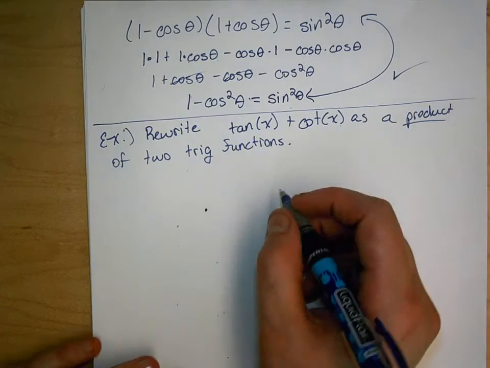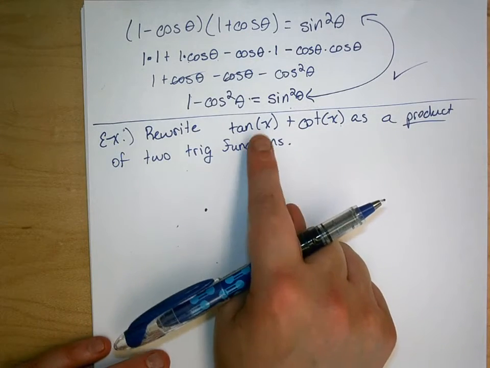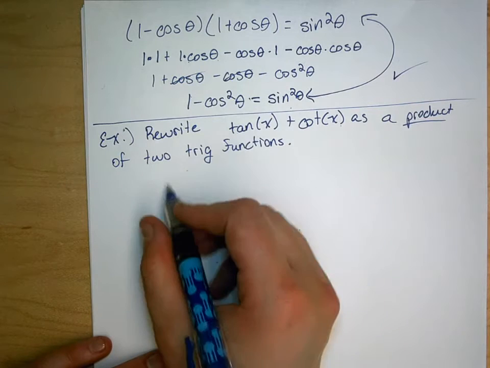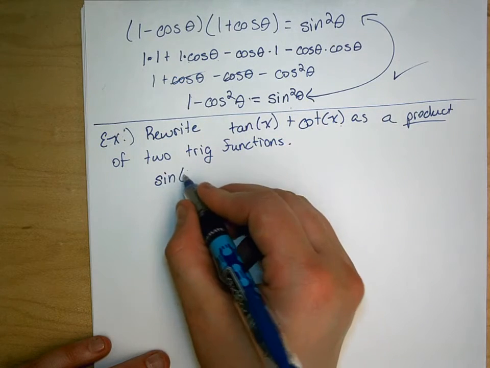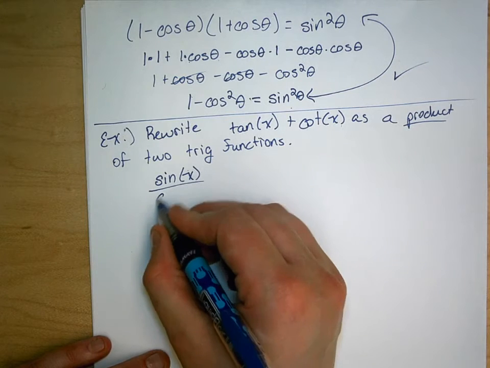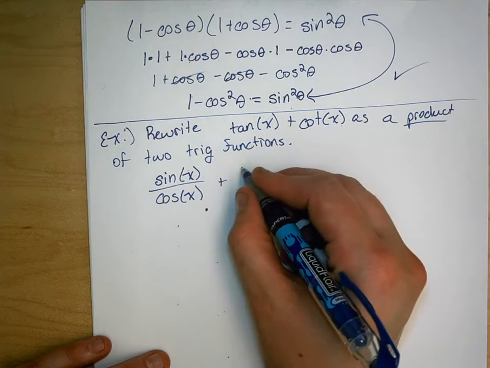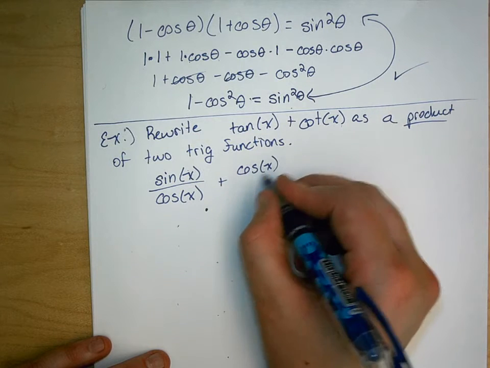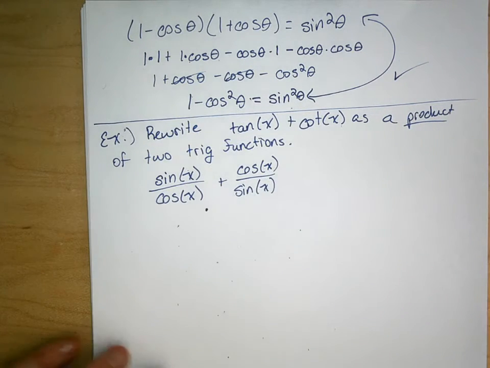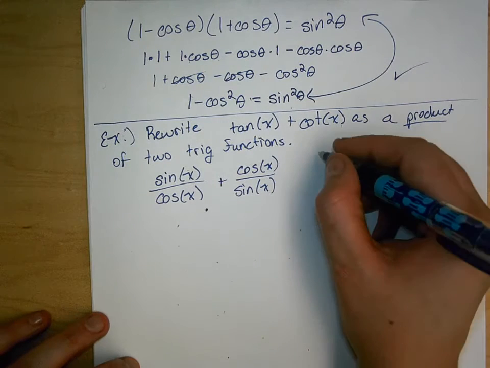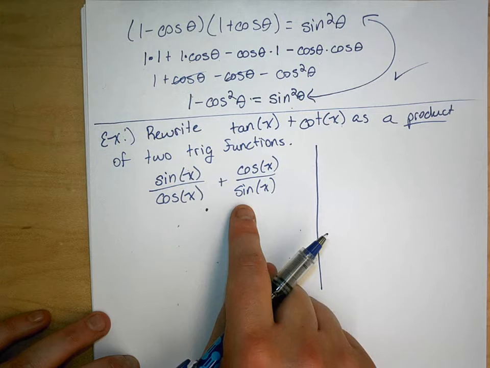Okay, so the first thing I do in situations like this is that I rewrite things in terms of sine and cosine. So tangent is the same as sine x over cosine x. And then cotangent is the same as cosine x over sine x. Okay, now I'm going to draw a little sidebar here. Now we have to find a common denominator.